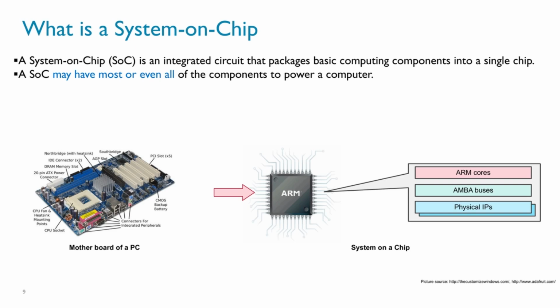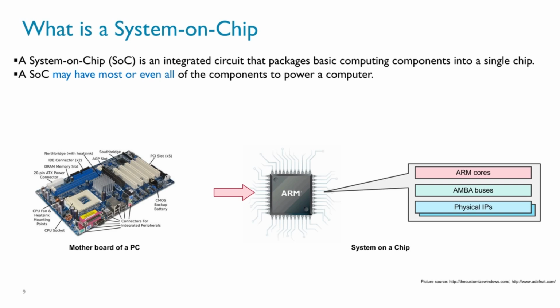Now, imagine taking all of those essential functions, the processor, the memory controller, the graphics unit, the input-output logic, and shrinking them down so they all fit onto one single, tiny piece of silicon. That's exactly what a system-on-chip is. The arrow in the diagram beautifully illustrates this concept. We're moving from a large, complex board to a single, highly integrated chip.